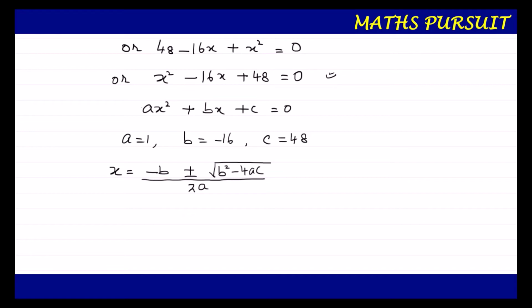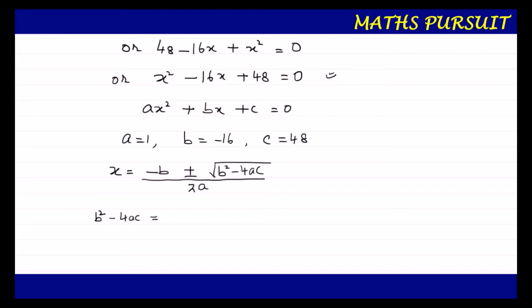So now, before putting the values into the quadratic equation formula, let us first separately find out b square minus 4ac. That would be easy first. If we find it out separately, it will not create any confusion. So let us first find out b square minus 4ac.